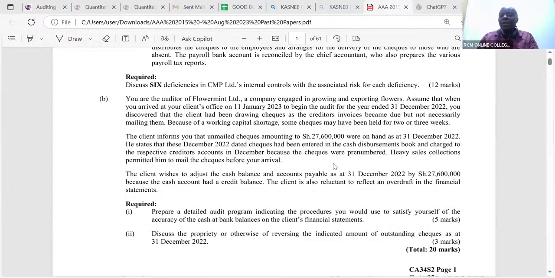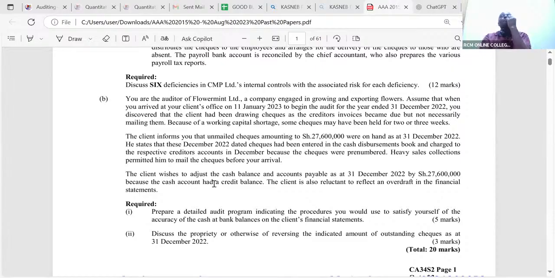Heavy sales collections permitted him to mail the checks before your arrival. There was a heavy sales collection, perhaps in one week. Once he saw that there was now enough money, he was able to mail these checks to the owners before you arrive. The client then wishes to adjust the cash balance and accounts payable as at 31st December 2022 by 27,600,000 because the cash account had a credit balance. The client is also reluctant to reflect an overdraft in the financial statements.